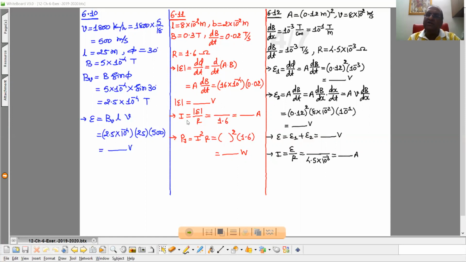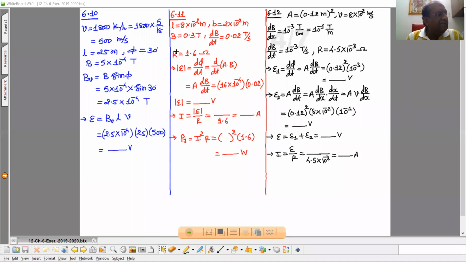Now the current constituted in the loop is E by R, resistance of the loop is given to you, 1.6 ohm. Now power dissipated in the form of heat is I square R. Whatever is the answer of I, substitute in this bracket, R is given to you. And what is the source of this particular power? So the source of power is the changing magnetic field. Okay.